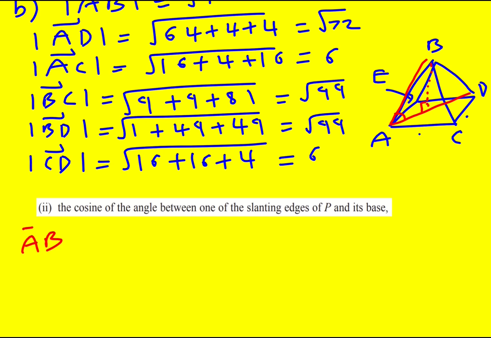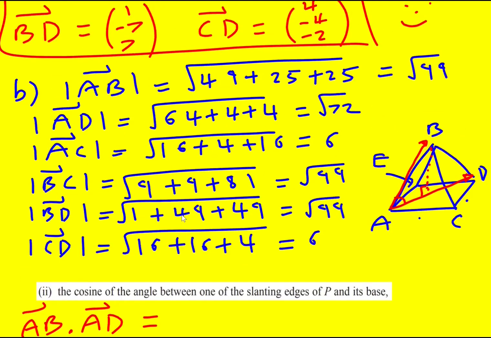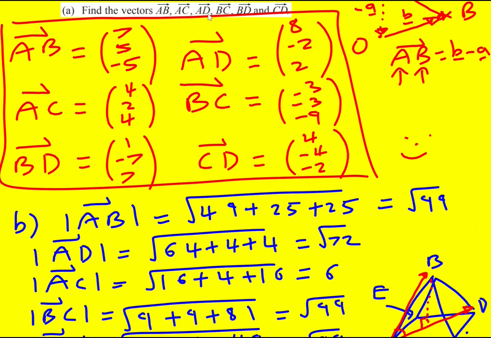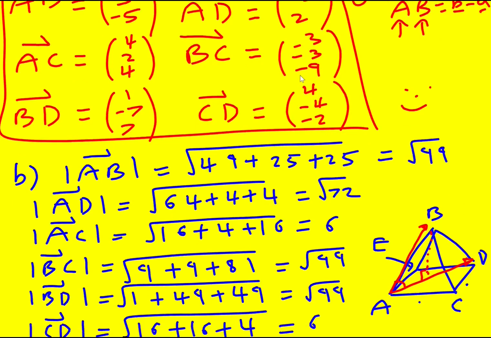So we need to do AB dotted with AD. And remember, when you do the dot product, you want the angle between them, so you need to have the two vectors pointing away from the angle. Well, first up, when we do it, we're going to do 7 times 8, 56.